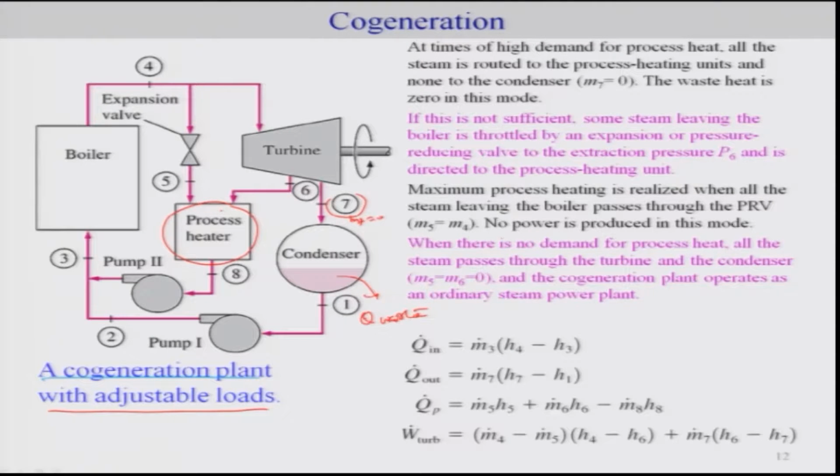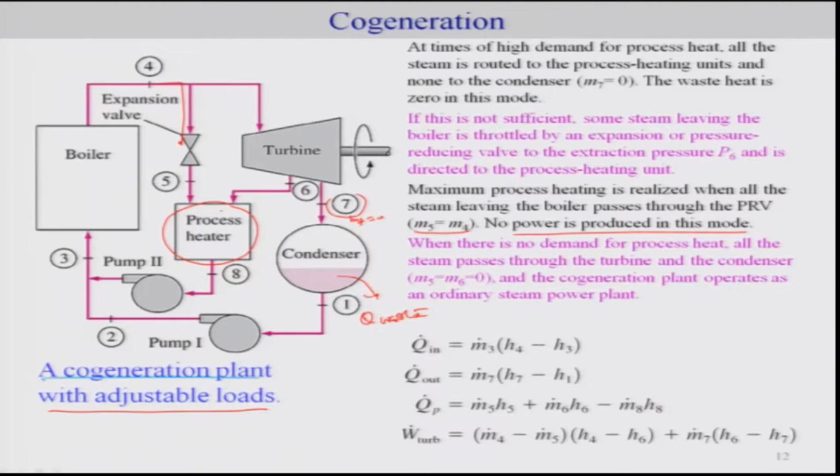Okay. In the case where you make this go completely here, which means you do not have any turbine work output, and you pass this stream 4 directly to the process heater, this will lead to the maximum process heating. That means in such a case M5 is equal to M4, and no power is produced in this mode. So, you can manipulate this now.